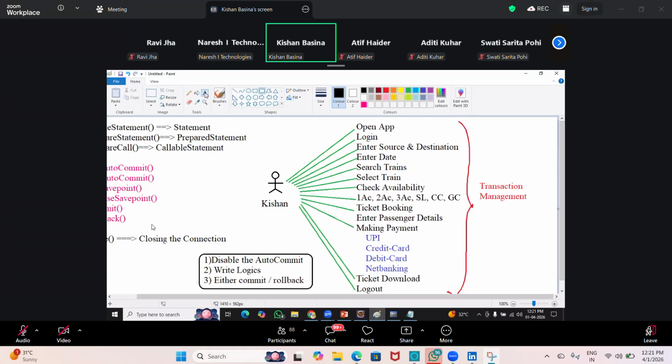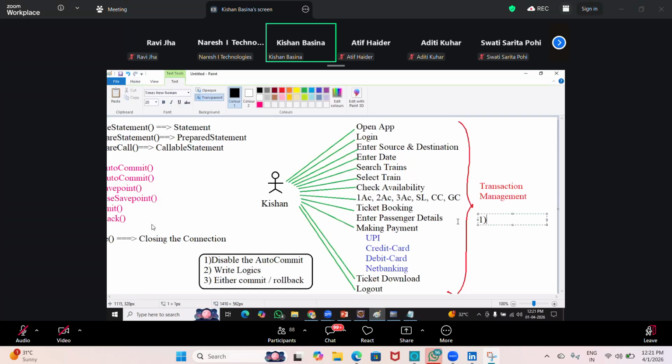About transaction management, it focuses on four properties, which are most commonly known as ACID properties. ACID: first one, atomicity, consistency, isolation, durability.